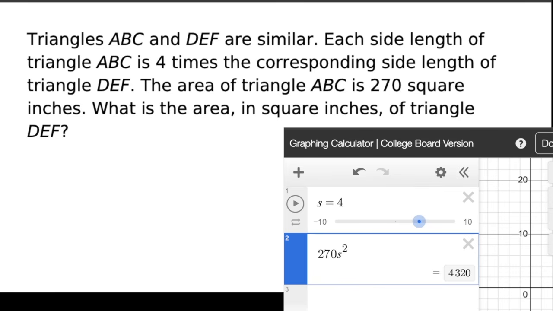We have to make sure that we know which triangle is bigger and which triangle is smaller, right? It says that ABC is 4 times the length of DEF. So if ABC is 270, DEF is not the bigger triangle. We actually need to divide by S squared, remember? Because we're going from the big one to the little one. So boom. And our answer here is going to be 16.875, or as a fraction, 135 over 8.